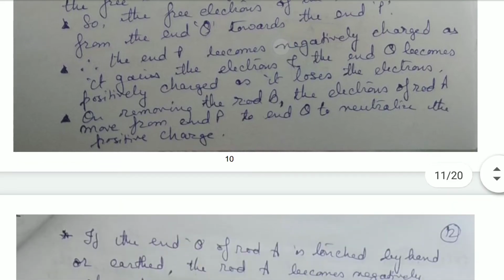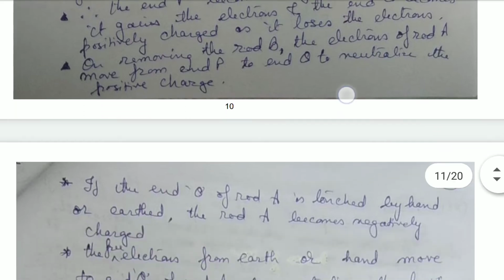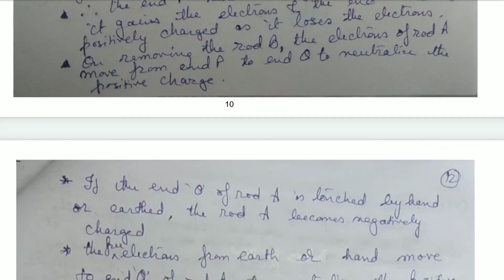Therefore the end P becomes negatively charged as it gains electrons, and the end Q, which has a deficiency of electrons, will get positively charged. Now on removing the rod B, the electrons of rod A move from the end P to the Q end, and there will be neutralization of the charges. The positive charge will be neutralized, and therefore the whole rod will again become uncharged.